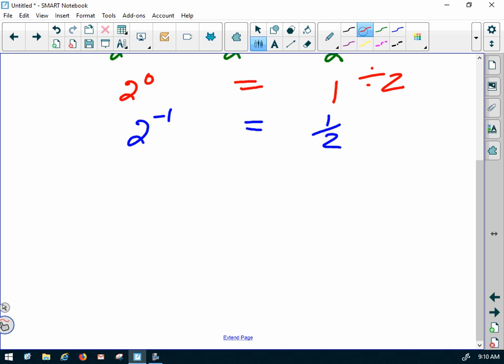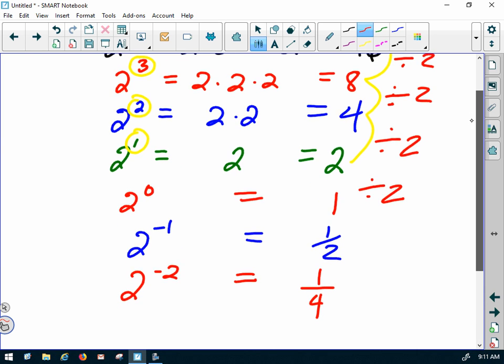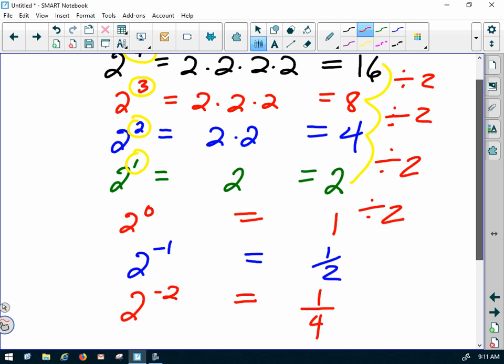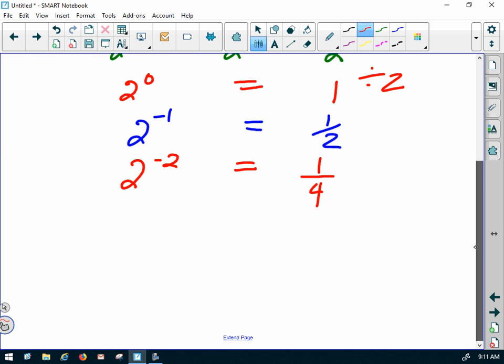The next one, 2 to the, what would it be? 2 to the negative 2. Now, if I divide this by 2, go to your calculator. What's a way I can put 1/2 into that calculator you got? 0.5. Do 0.5 divided by 2. It's 0.25, which is a quarter. Now look, 4. Oh my gosh. 4 is 2 squared, right? 4 is 2 squared. This is 1 over 2 squared.